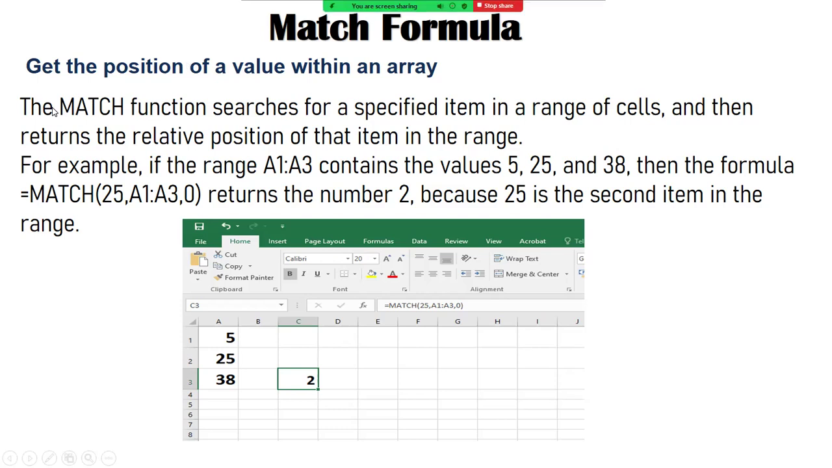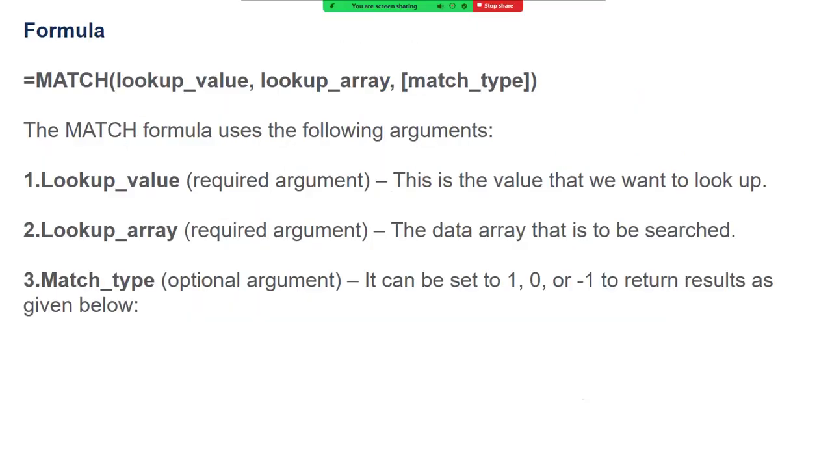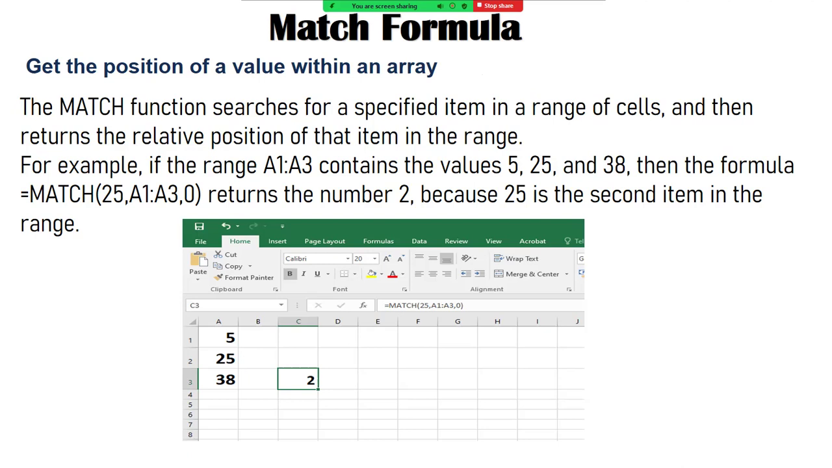Okay, understood now? Next, these are the arguments. The syntax is equal to lookup value, same like VLOOKUP. So here the lookup value is 25. That means you are searching for the input value, the lookup value, the base value in that row. Which value you are looking for to find out the position of that particular value? That is called the lookup value.